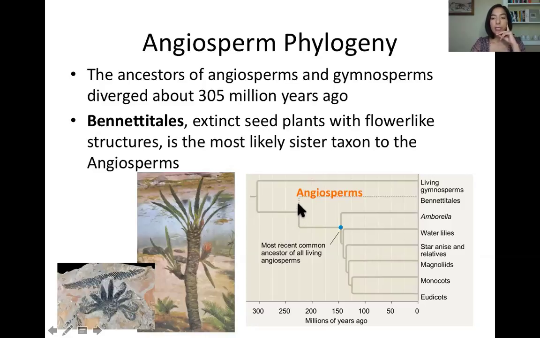And later we have this group Bennettitales, which, we are not completely sure, but that's what we think, split from angiosperms more than 200 million years ago. And most recently, all of this diversity in angiosperms just exploded.